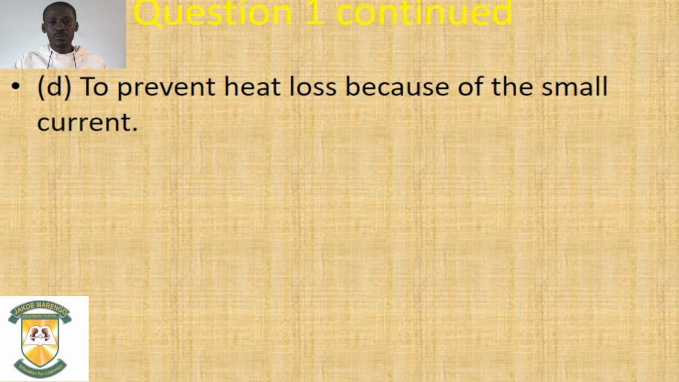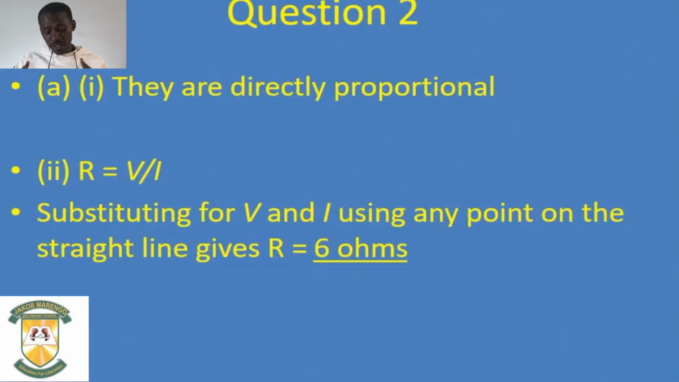With question number 2, you were given a graph which you were supposed to study, a graph of potential difference against current. First and foremost, they said, state the mathematical relation between the current and the potential difference, of which we all know that they are directly proportional.